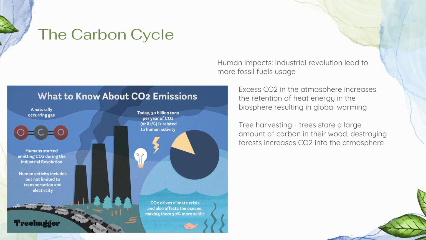Human impacts have significantly altered the carbon cycle, particularly since the Industrial Revolution, which led to an increase in fossil fuel usage. Today, about 30 billion tons of CO2 are released per year due to human activities like transportation and electricity production. This excess CO2 in the atmosphere increases the retention of heat, leading to global warming. It also makes the oceans 30% more acidic. Additionally, tree harvesting contributes to this by releasing the large amount of carbon stored in trees back into the atmosphere.